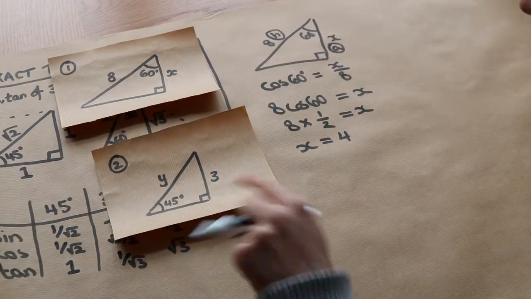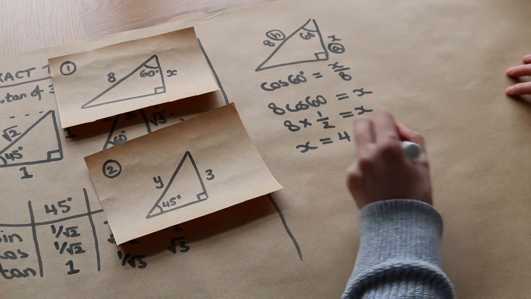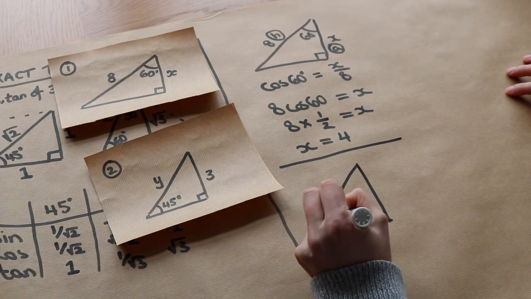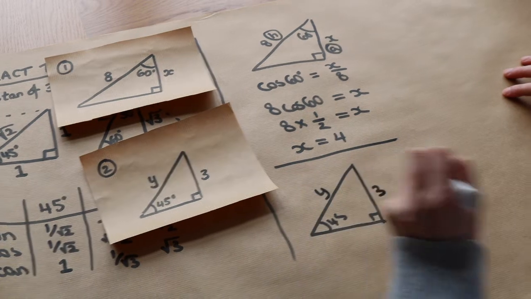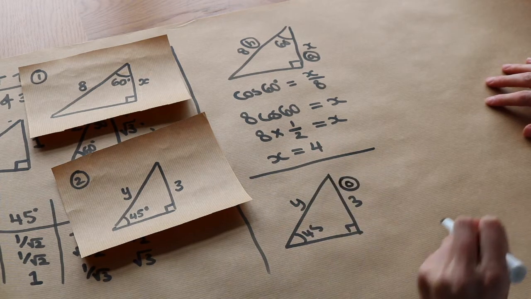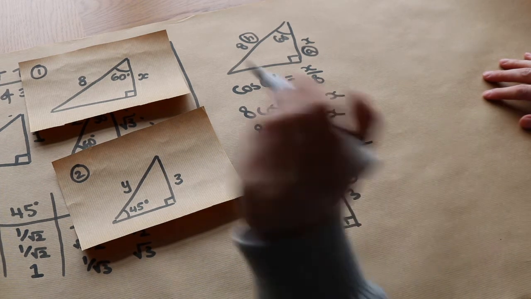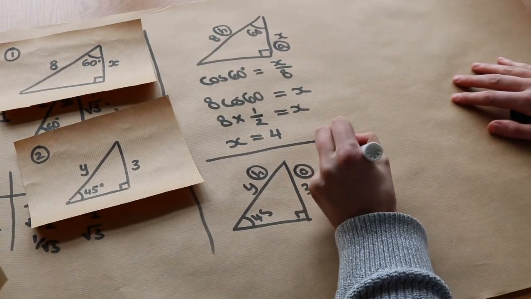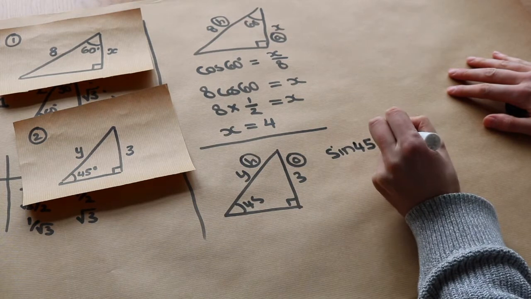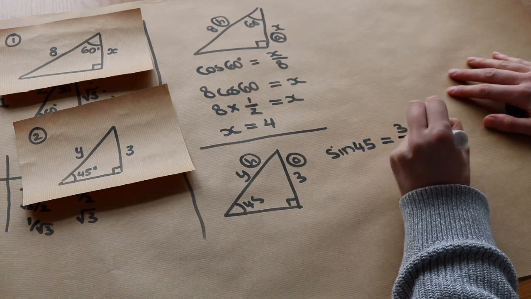We've got this triangle here, and we've got a 45-degree angle here now. So if I quickly copy it out, I can label the sides. So that's 45, that's y, that's 3. So this is the opposite this time, and this is the hypotenuse. So it's going to be SOHCAHTOA, SO, so it's sine. So we've got sine of the angle 45 is equal to the opposite 3 over the hypotenuse, which is y.